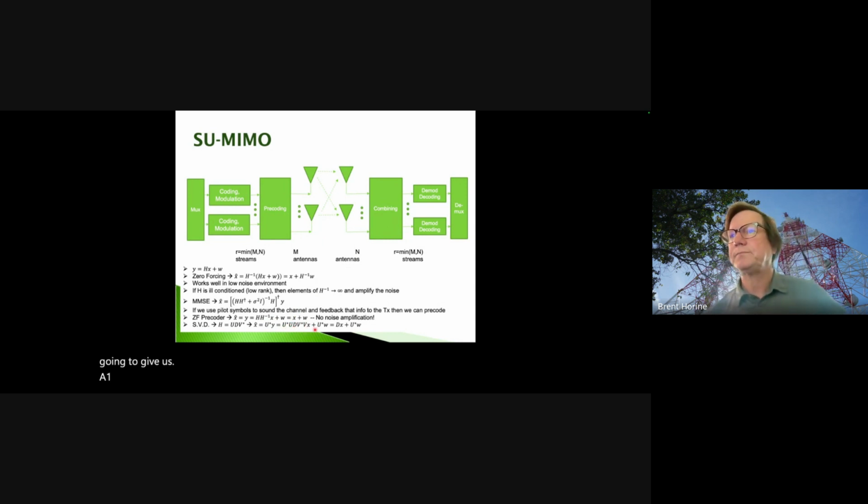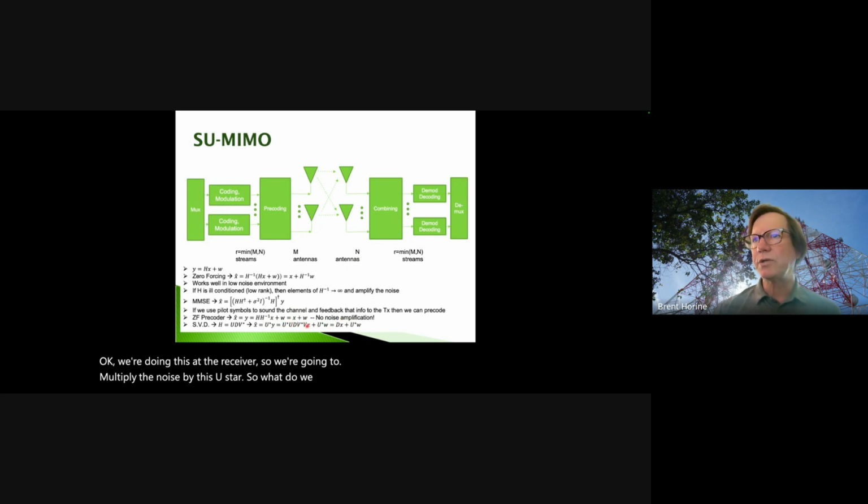Okay, and we're doing this at the receiver, so we're going to multiply the noise by this U star. So what do we end up with? Those guys cancel, so we just end up with D times X, right?